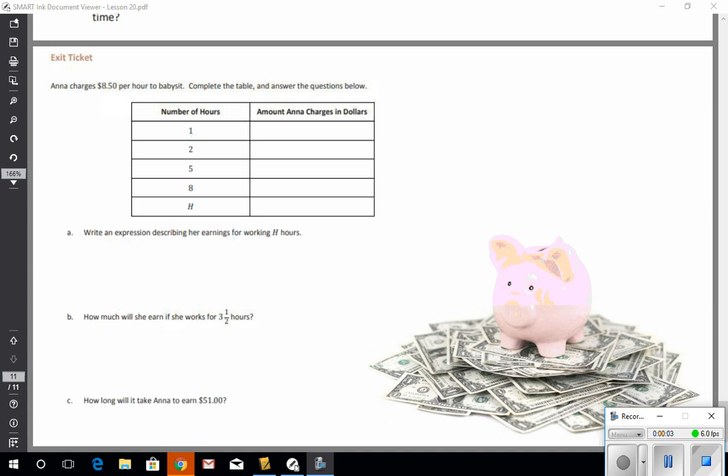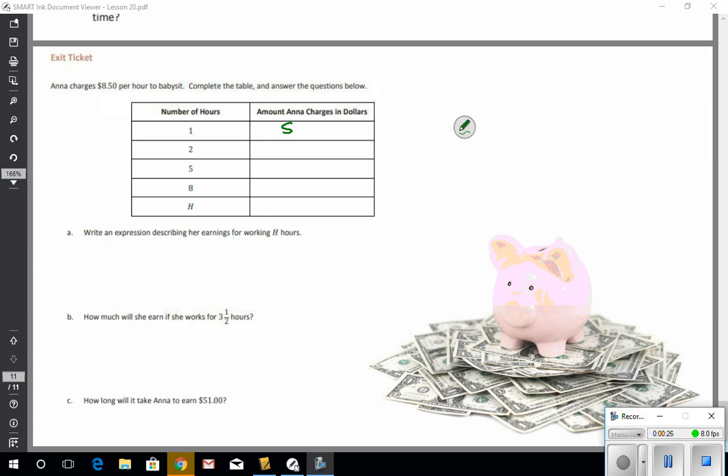Hi everybody. Today in math class, we worked on writing and evaluating multiplication and division expressions. So we used tables to help us organize this information. So let's take a look at this problem. Anna charges $8.50 per hour to babysit. Complete the table and answer the questions below.